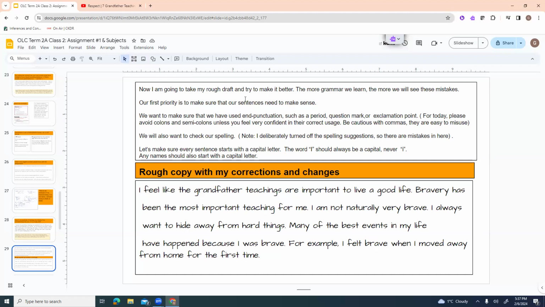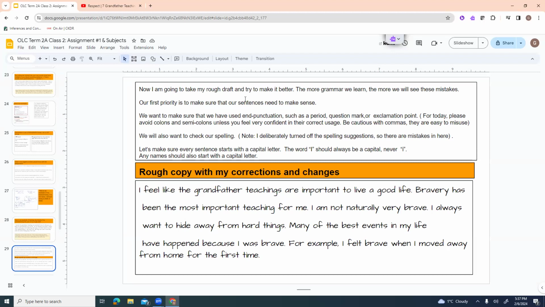We will also want to check our spelling, and we want to make sure every sentence starts with a capital letter. Keep in mind the word I should always be a capital or a big letter, never a little letter, okay? Any names would also start with a capital letter. So if you talk about your Uncle Peter, you would write a capital U and a capital P.